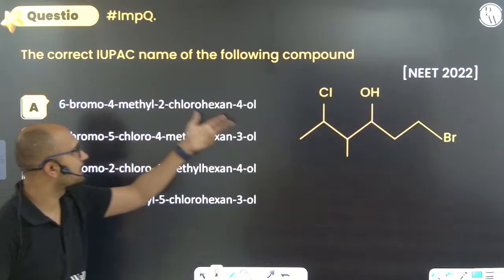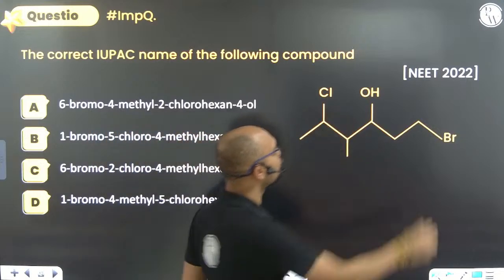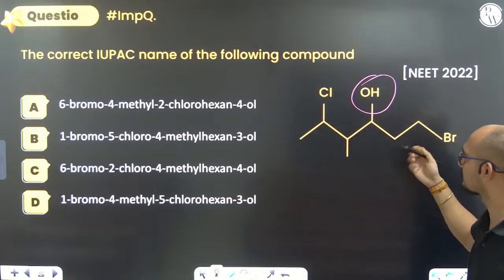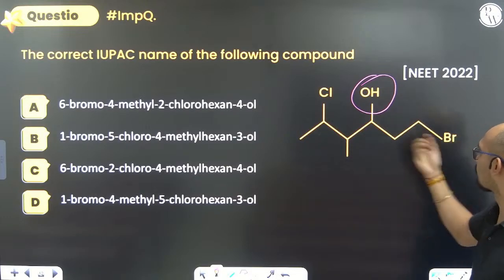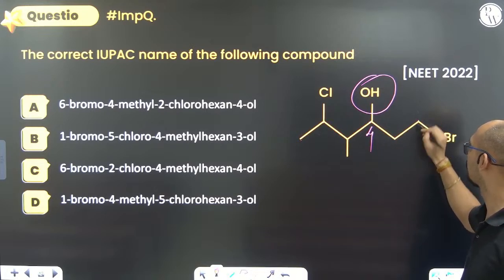Here, correct IUPAC name of the following. Can you see? Here it is. What is the functional group? OH. That is alcohol. Alcohol ke liye what is the suffix? -ol. Can you see from where we'll start? 1, 2, 3, 4. From here we are getting 4. From here we are getting 1, 2, 3.